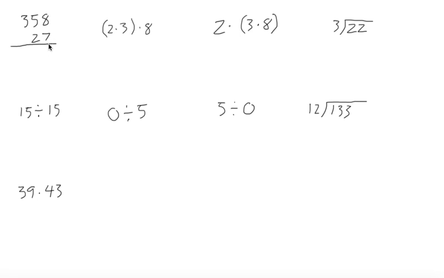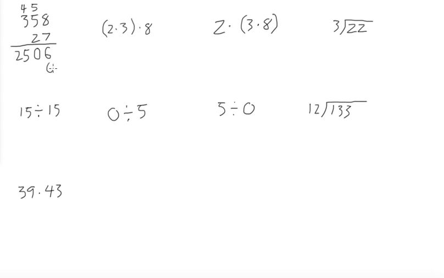358 times 27. 7 times 8 is 56. So we're going to put a 6 down here. We're going to carry the 5 up here. 7 times 5 is 35, plus the 5 is 40. Put the 0 down there and carry the 4 up here. 3 times 7 is 21, plus 4 is 25.